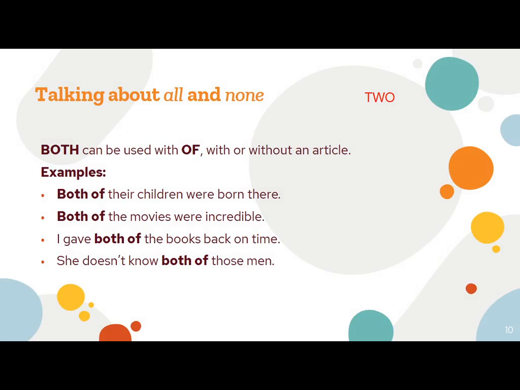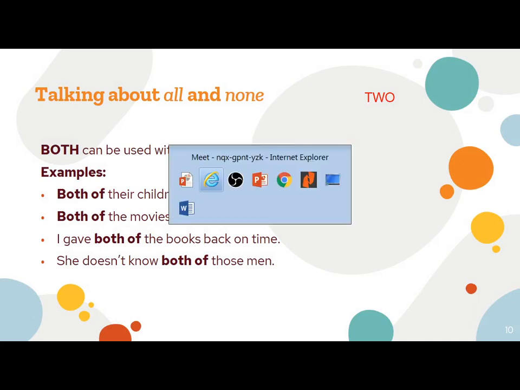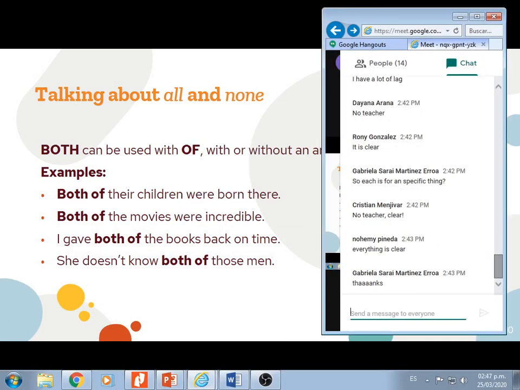So this is pretty much the information that we have in the case of both. Remember, both, all the time. We're going to use it to talk about two things, and we're going to use both of if we want to talk about something that is more specific by using an article. Okay? Now this is the part of the information, guys.